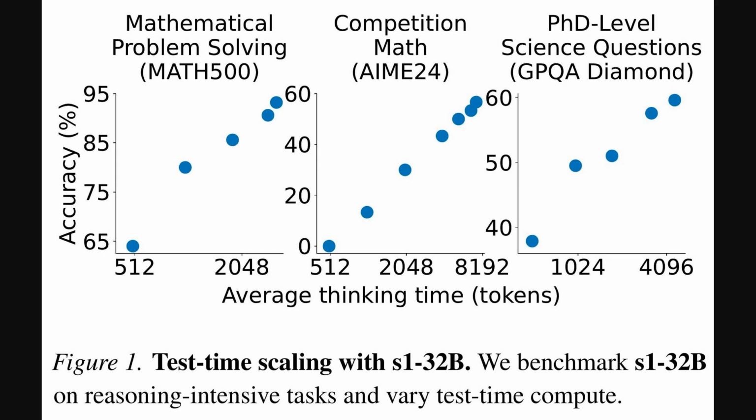Okay, so this first figure really helps us visualize that test time scaling concept with their s1-32B model. We're looking at three different plots, each representing a tough reasoning benchmark: mathematical problem solving, competition math, and PhD-level science questions. The horizontal axis shows the average thinking time in tokens. Tokens are essentially the units of text, like words or parts of words, that the model processes when it's thinking. And the vertical axis shows accuracy. What's clear across all three is that as the average thinking time in tokens increases, the model's accuracy also tends to go up. This demonstrates how allowing more computation at test time, managed by things like budget forcing, can improve results.